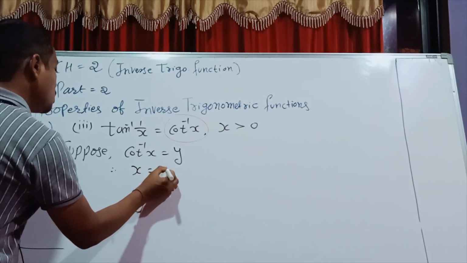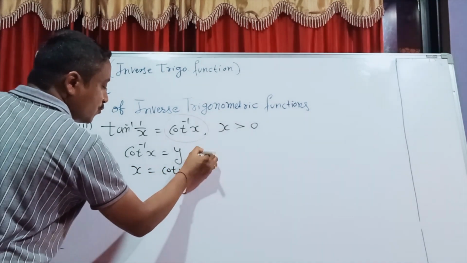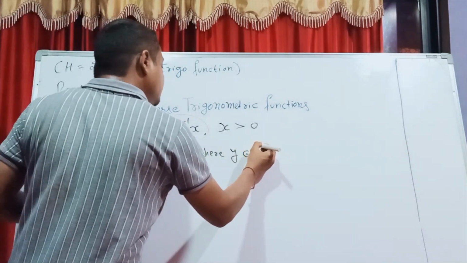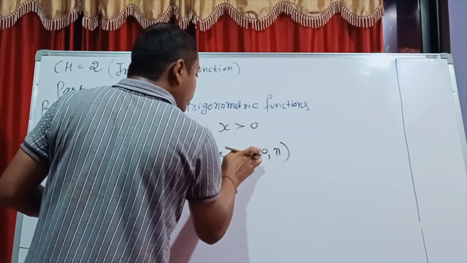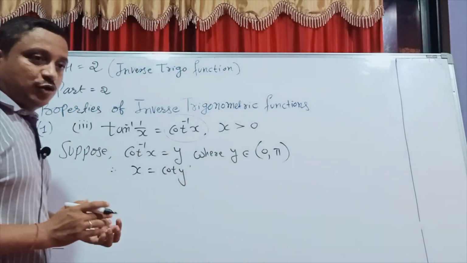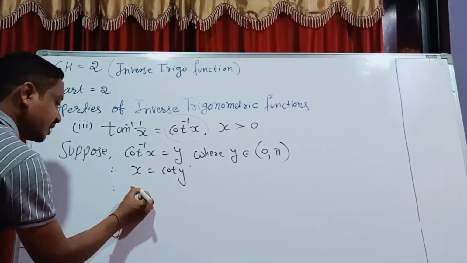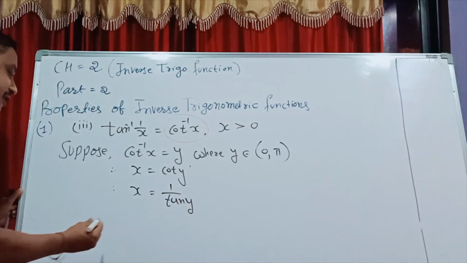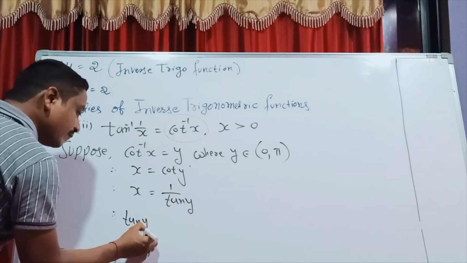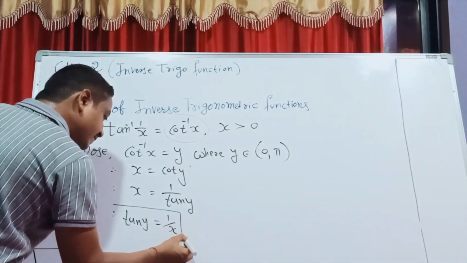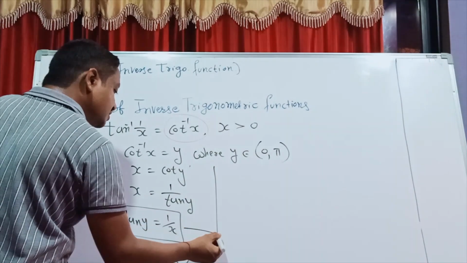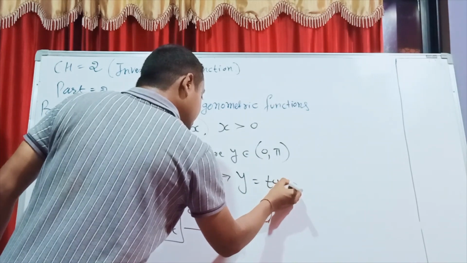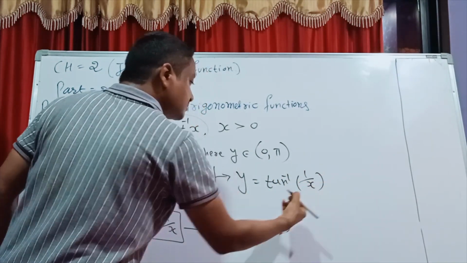So x is equal to cot y, where y belongs to the range, which is the open interval 0 to pi. Yes students, open interval 0 to pi. So what is the reciprocal of cot y? It is 1 upon tan y. So tan y is equal to 1 upon x. Finally, with that value, what is y equal to? Tan inverse 1 by x.